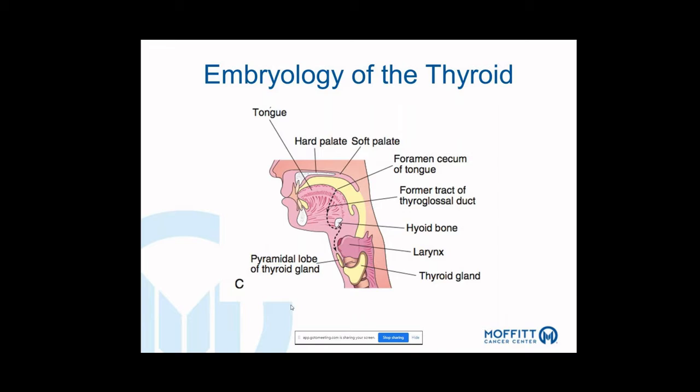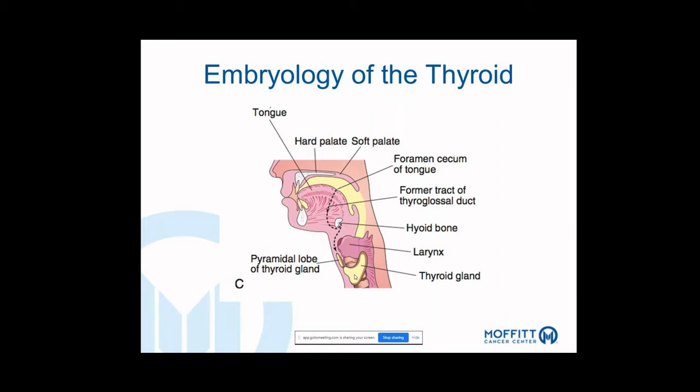Starting with the embryology of the thyroid. The thyroid gland has a somewhat complicated embryology, and you can see the path it takes here is not simple per se. It starts with the foramen cecum of the tongue, travels through the thyroglossal duct, is intimate with the anterior portion of the hyoid bone, and then continues on down to rest at its final destination, anterior to the trachea. There are variations in how the thyroid gland is structured from one patient to another.